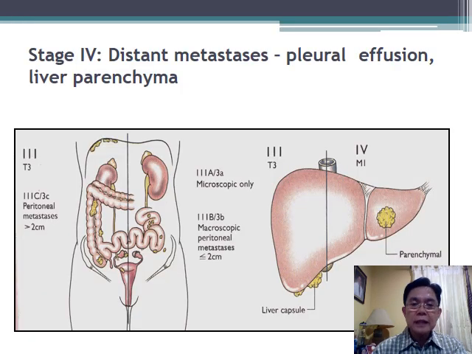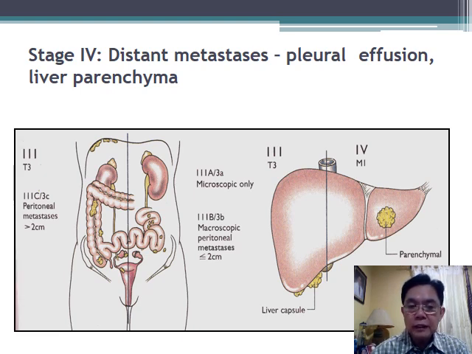So this is a graphic presentation of your stage 3 and stage 4 disease. So stage 3A, microscopic only. Okay, stage 3B, less than 2 centimeters. Stage 3C is more than 2 centimeters. Stage 4 is when you have parenchymal liver metastasis.